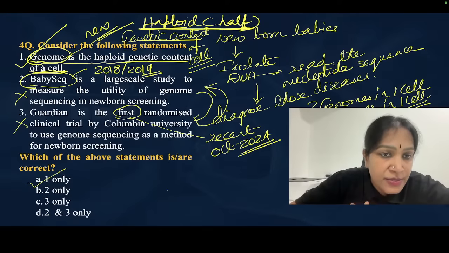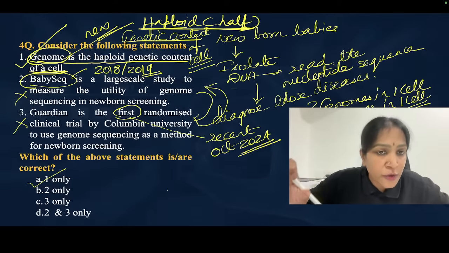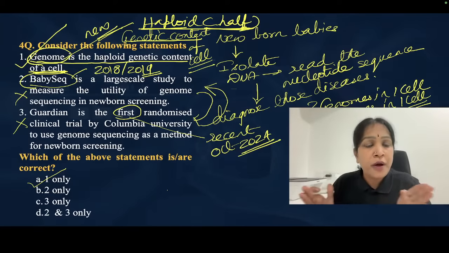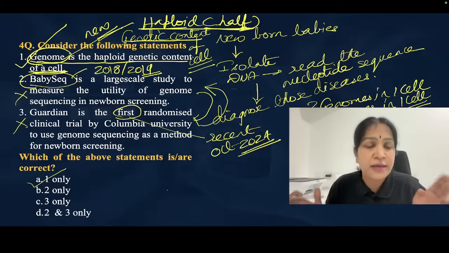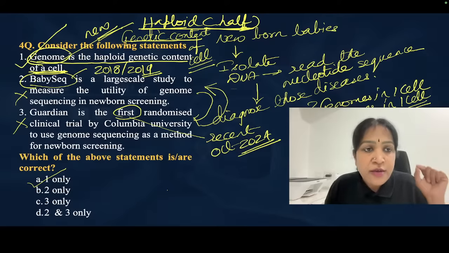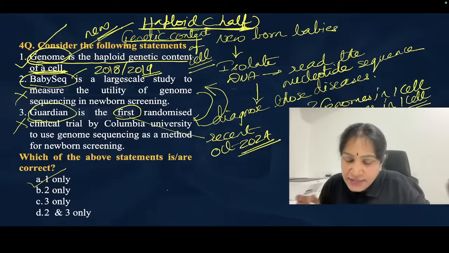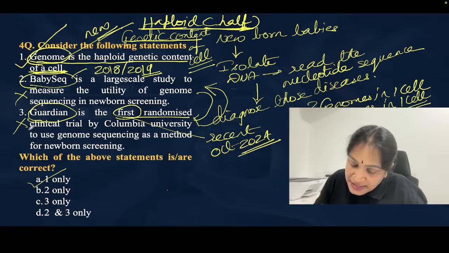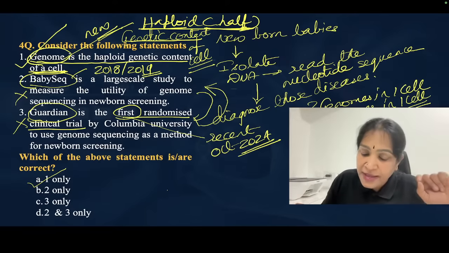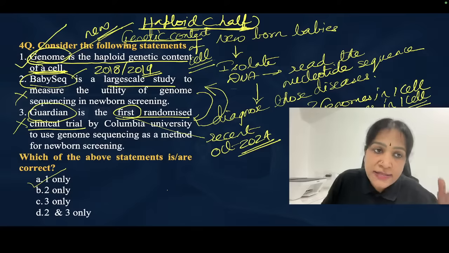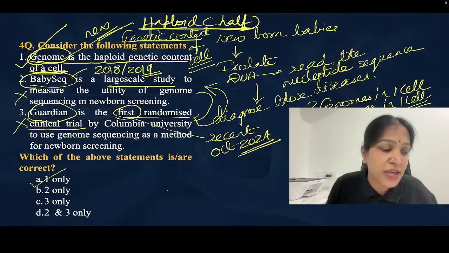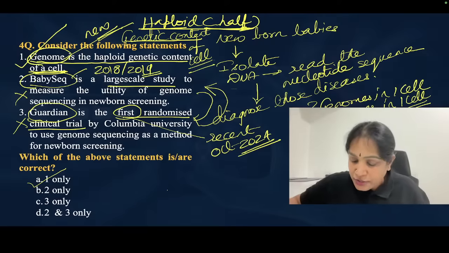Both are similar studies of genome sequencing in newborn babies to screen them for genetic diseases. Is it clear? Newborn screening using genome sequencing. What are the two studies? One study is BabySeq, the other one is Guardian. The first randomized clinical trial, tried in clinics for the first time, is correct for BabySeq. The large scale study is the Guardian study, with 4,000 babies sequenced. But it is not the first such effort. I hope it is clear. So both the statements are wrong.